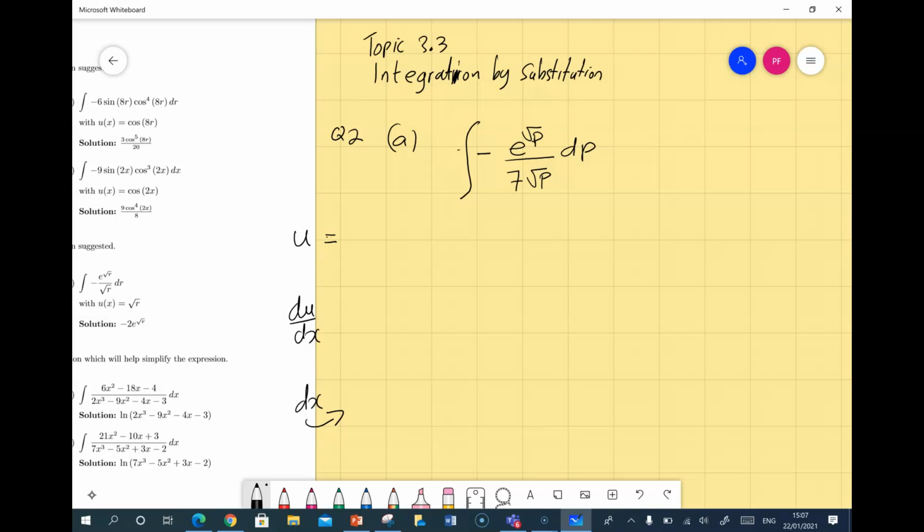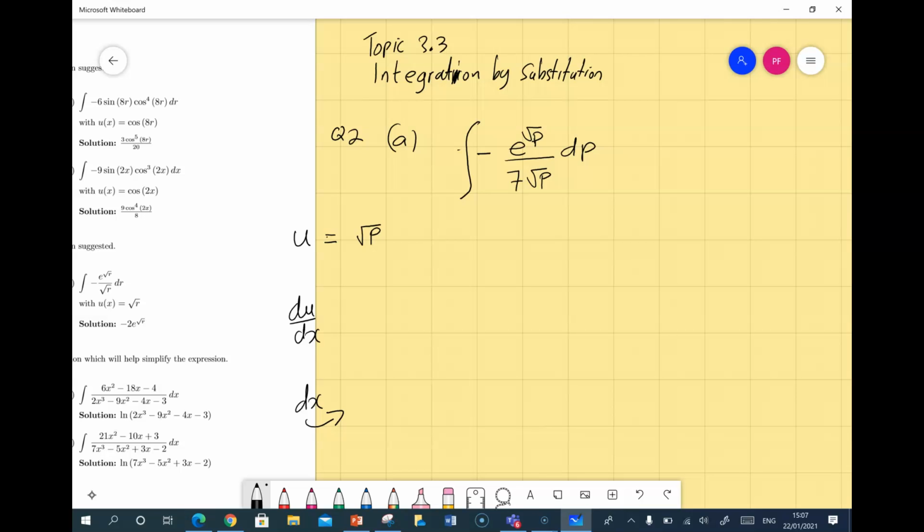Like we could let u equals e to the power of root p, but it's not going to bring me back to anything I can choose. You can try it, but you mightn't be able to cancel anything out. Then you might be able to get rid of your dp's. In your sheet they give you a clue anyway, and they say let u equals root p. Okay, so u equals root p.